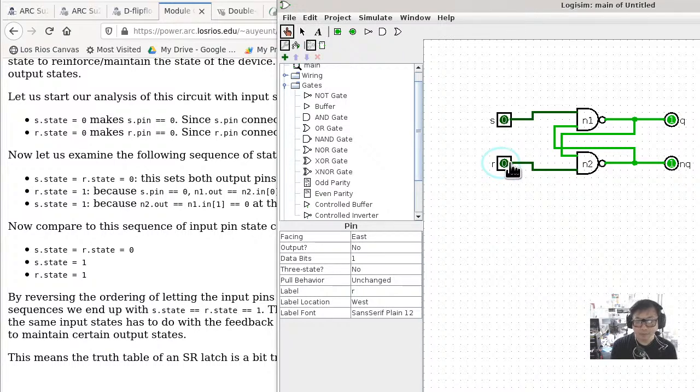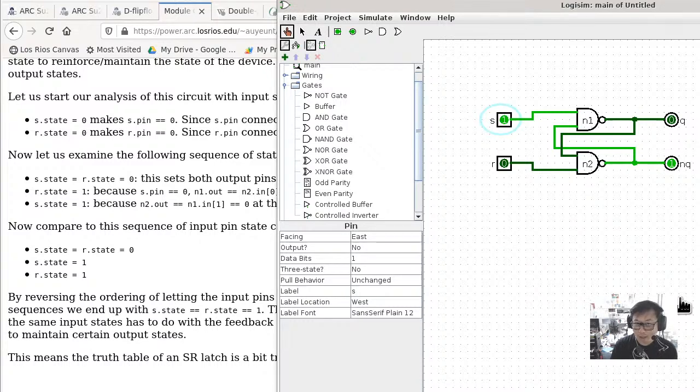R is going to remain unchanged. So R is a 0, which means N2 will continue to output a 1. That output of 1 will continue to go to the second input of N1. But we are switching S from a 0 to 1. So N1 will now have both inputs being 1s, which means its output is going to be a 0, which means Q is going to be a 0. NQ remains to be a 1. So we switch that first, and no big deal, just as predicted.